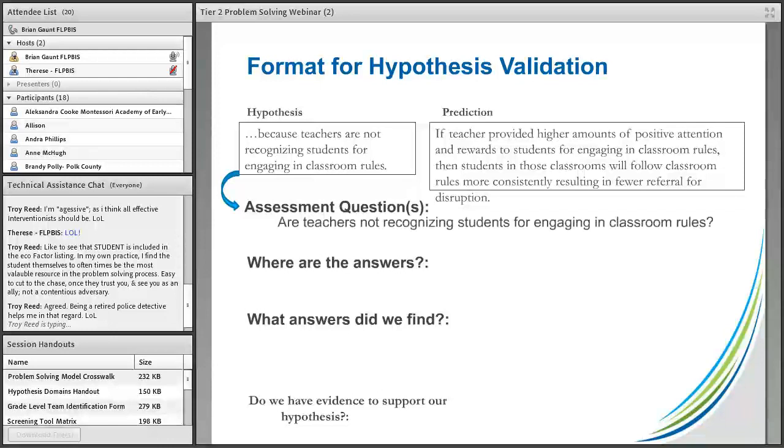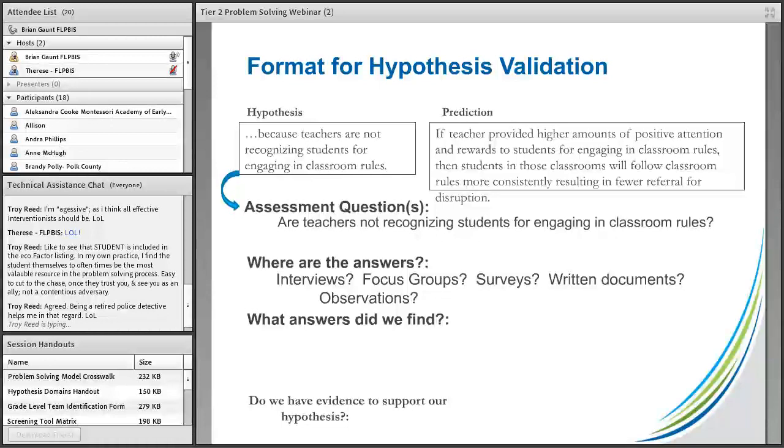And so we could ask ourselves then, the question is, well, have teachers in fact not been recognizing students for engaging in classroom rules? See, that's our assumption, but we could be right or wrong. And if we're wrong, we could end up putting in place a whole series of professional development and reminders and motivators to get teachers to do something they're probably already doing. And when you do that, it really kind of just upsets people. So we don't want to do that. But we want to turn it into an assessment question, and the function of that allows us then to start thinking about where we would find answers to that question.